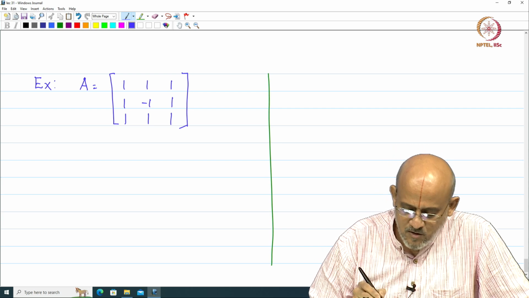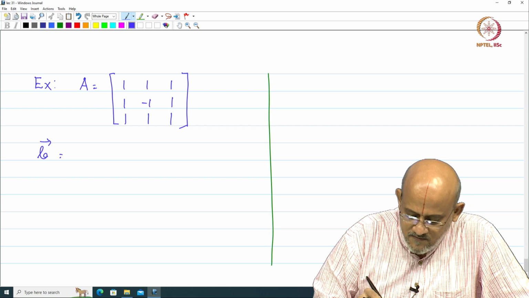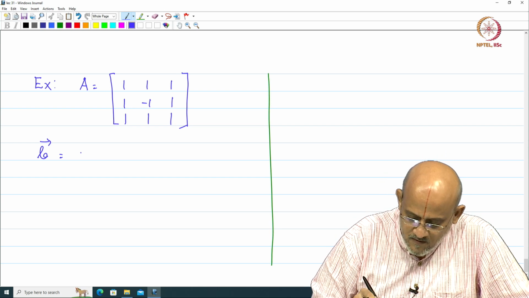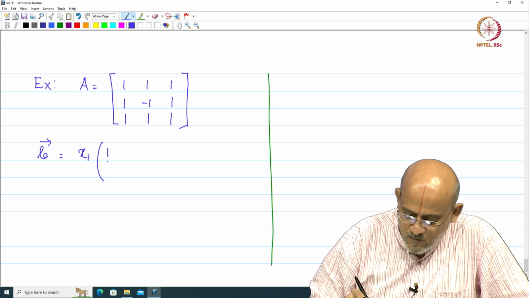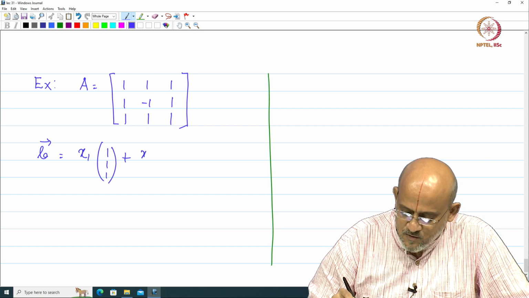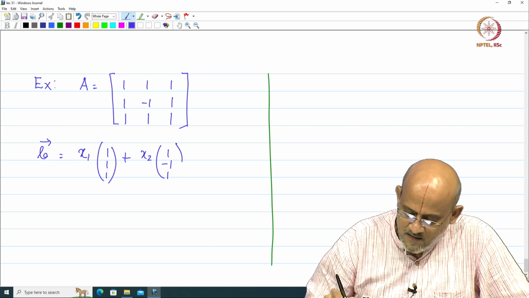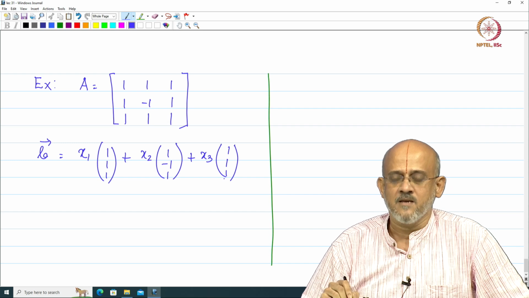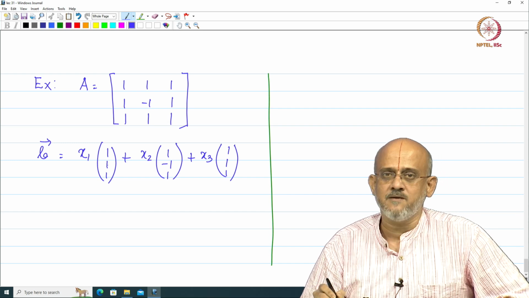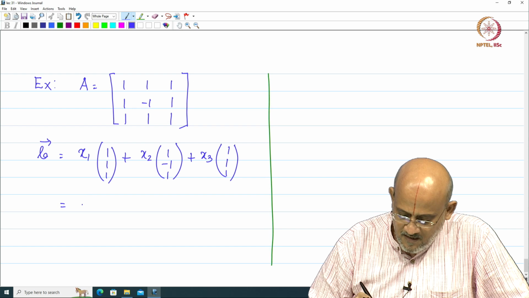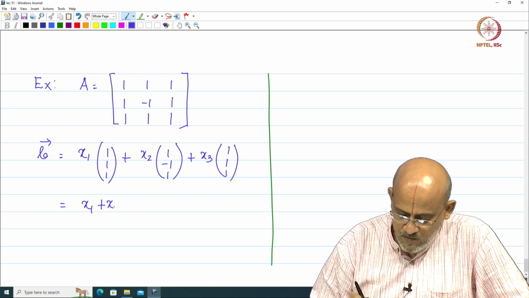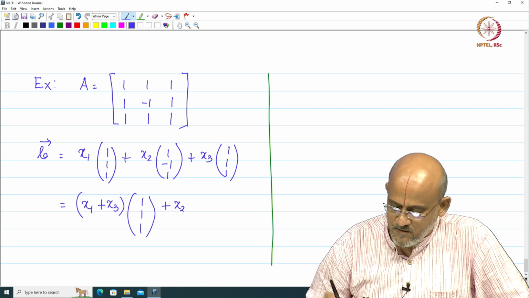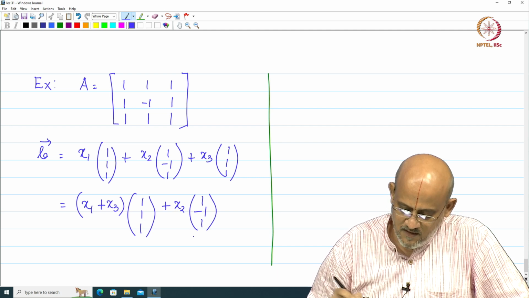If you look at this matrix, I want to look at the set of all these b vectors which can be expressed as a linear combination of the columns of A. So, I want to look at x1 times (1, 1, 1) plus x2 times (1, -1, 1) plus x3 times (1, 1, 1), this is what I have. Now, what we see here is that the first vector and the third vector are the same. So, I will write this as (x1 plus x3) times (1, 1, 1) plus x2 times (1, -1, 1).